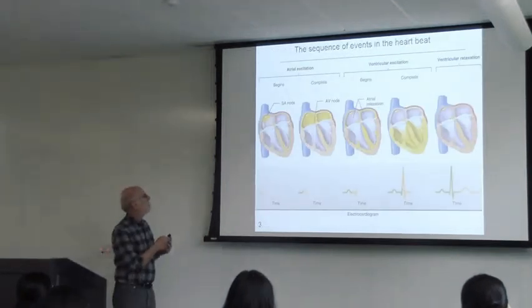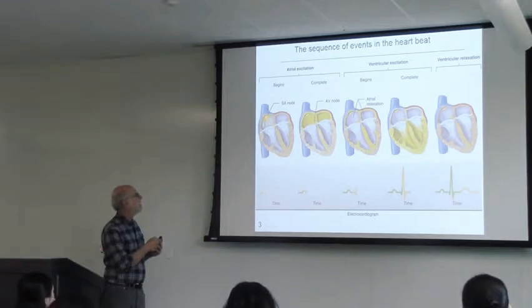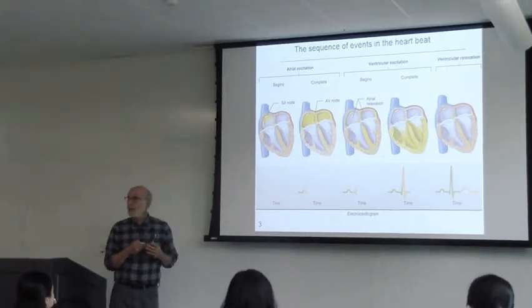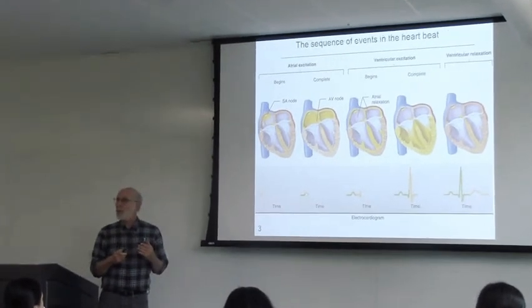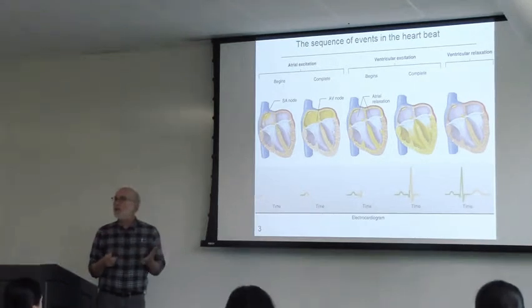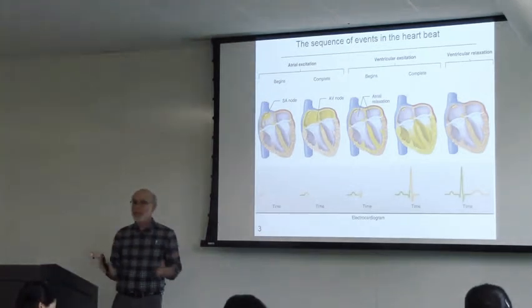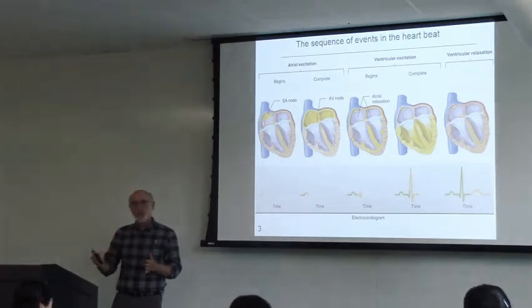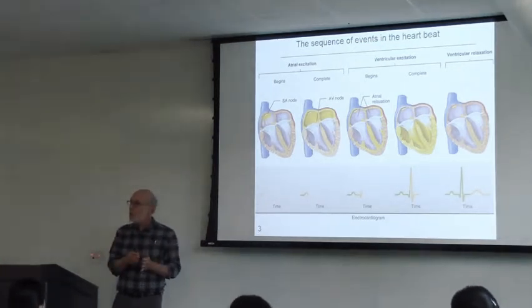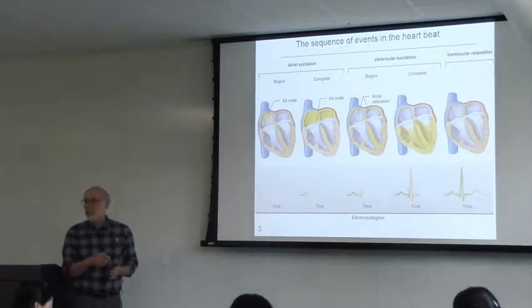So the heartbeat starts in the sinoatrial node. Now, what does that mean? It means the sinoatrial node fires an action potential. One action potential is going to get the heartbeat started. Not a whole series of them. A whole series of action potentials would be a whole series of heartbeats. One action potential is going to trigger one heartbeat.